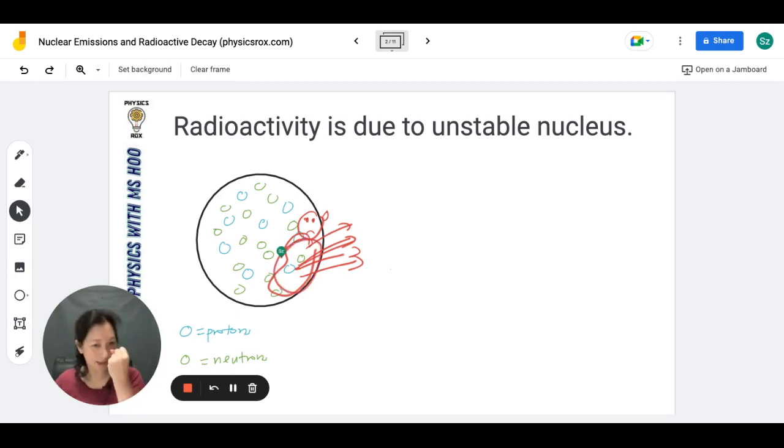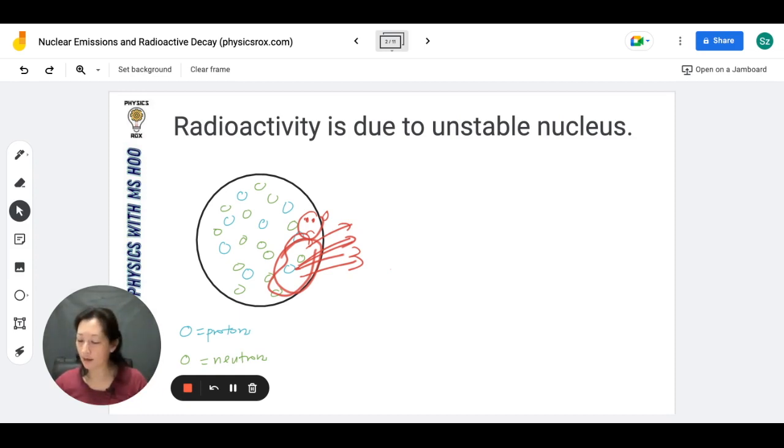And remember, the nucleus is like the core of the atom. So it's quite a difficult process and it needs a lot of energy. Because it comes from the nucleus, that's why it's known as nuclear energy. So in this case, when it's going to throw out the radioactive radiation, it is not a predictable process.